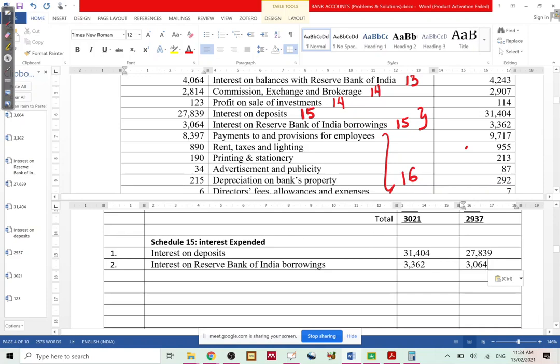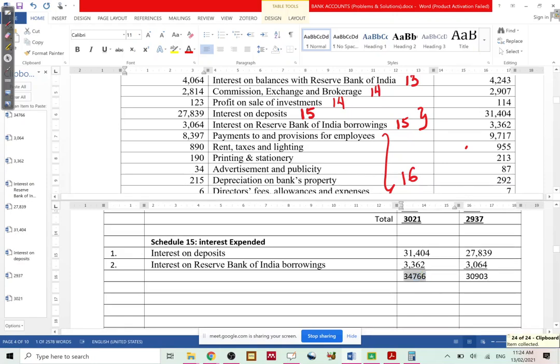So two items under schedule 15: interest on deposits, interest on RBI. Once again, we get the totals of the same. Okay, so the first total I have is 34,766, right, and 30,903.